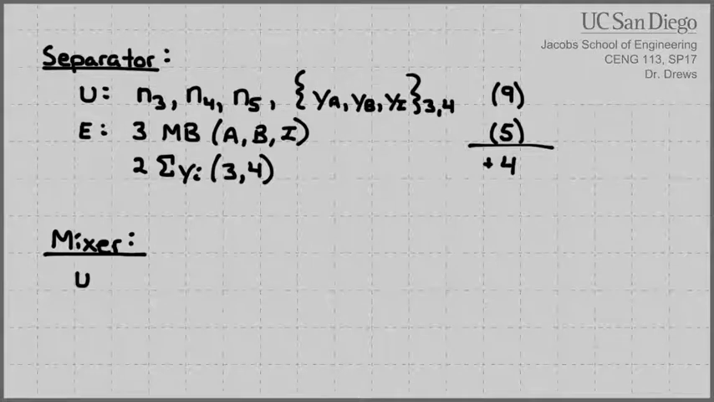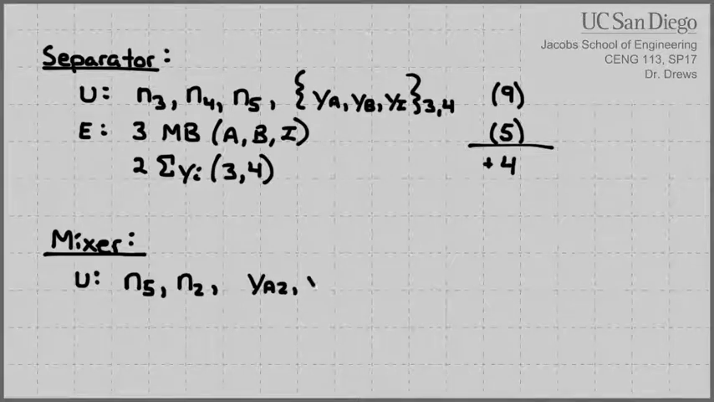So the unknowns that we've got in the mixer, or on the mixing unit, I should say, we don't know how much of the recycle is coming along in stream 5, and we don't know what's coming out of the mixer in stream 2, and we don't know YA2 and YI2.